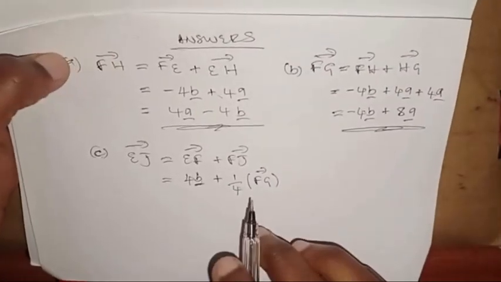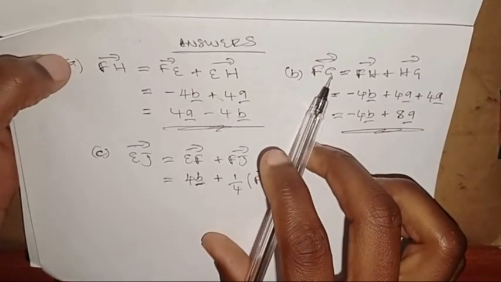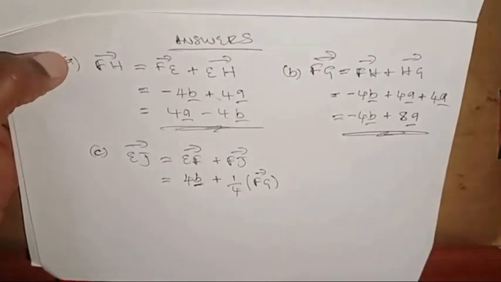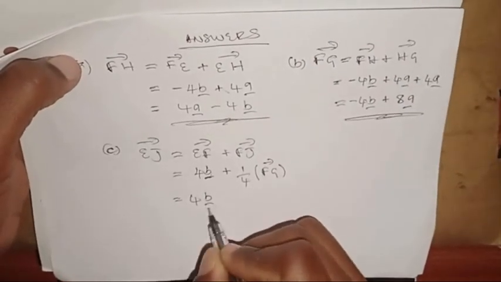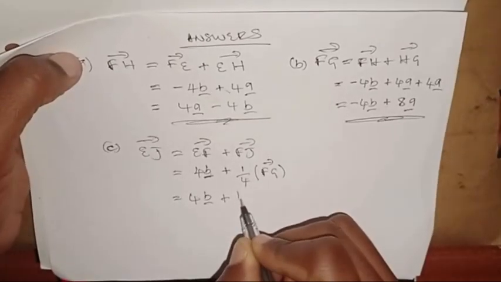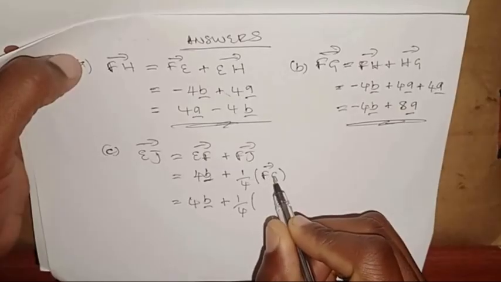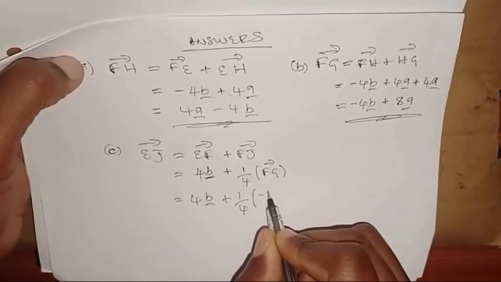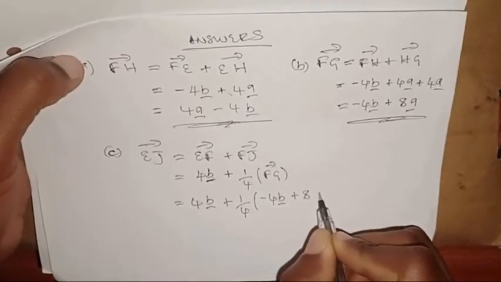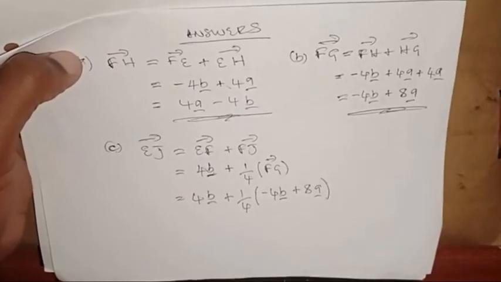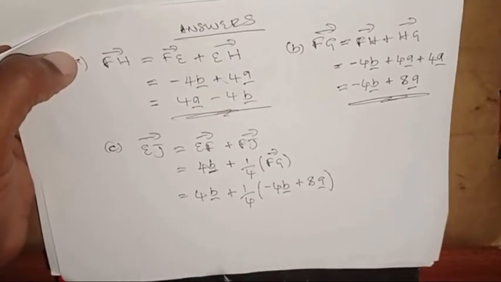Now this is very easy because we already know the value of FG, which is the value we found. So we are going to just substitute this value right there. So we can say that 4b plus 1 over 4, open brackets. What is the vector FG? It's going to be negative 4b plus 8a, as you can see. So that's how we move and answer this question.